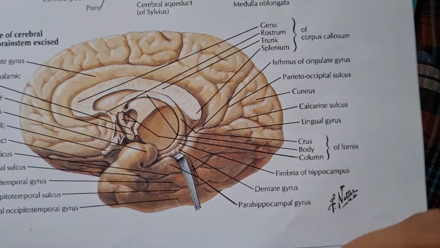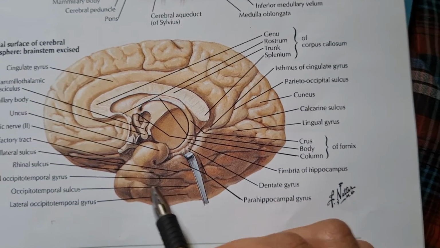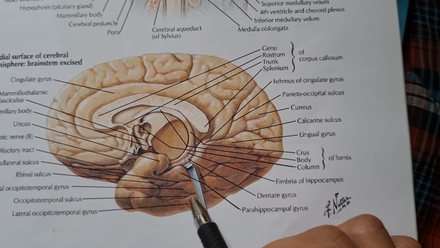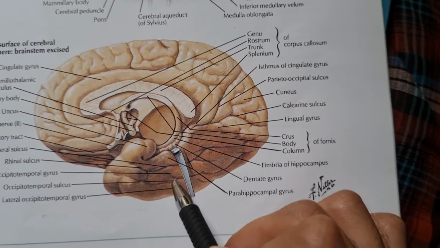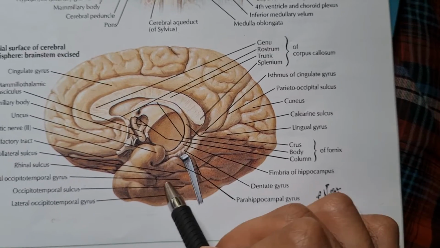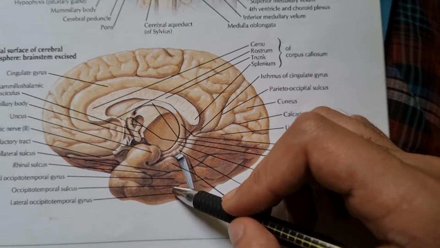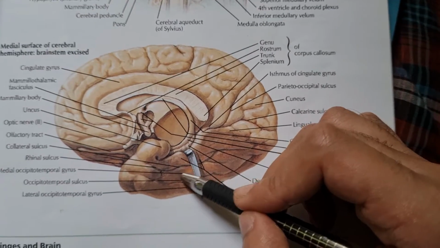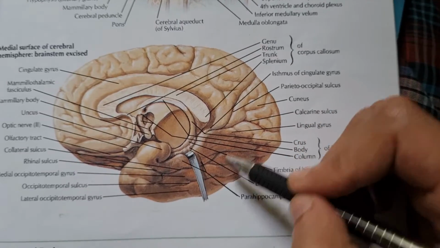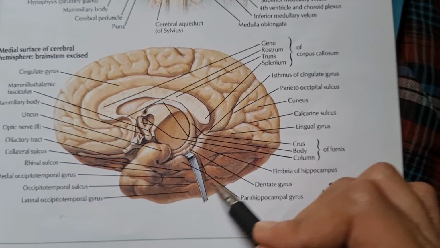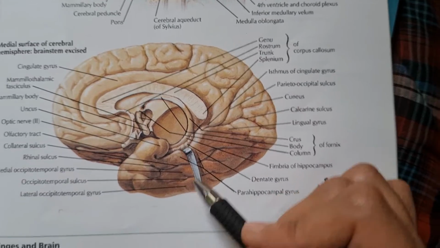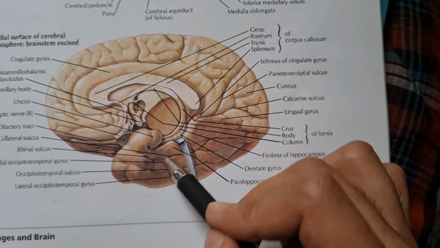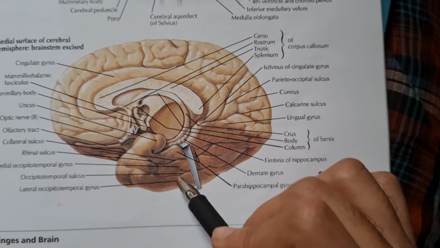The occipital gyrus is further divided by the sulcus. So here lies the temporo-occipital sulcus. The temporo-occipital sulcus divides the temporal lobe into two gyri. The upper and middle portion is called the medial occipitotemporal gyrus, and below it lies the lateral occipitotemporal gyrus. So actually these two sulci divide the entire temporal and occipital lobe into three gyri.